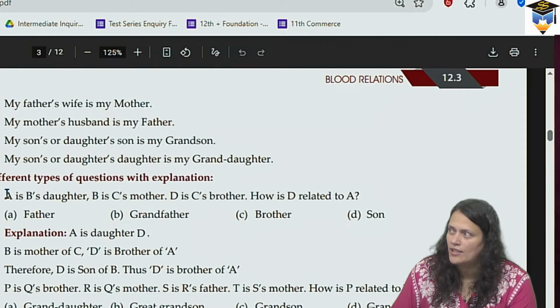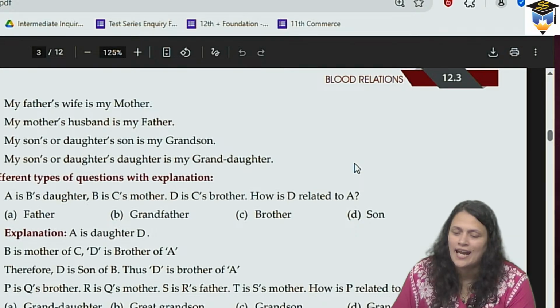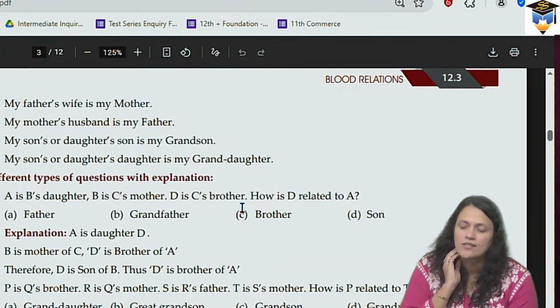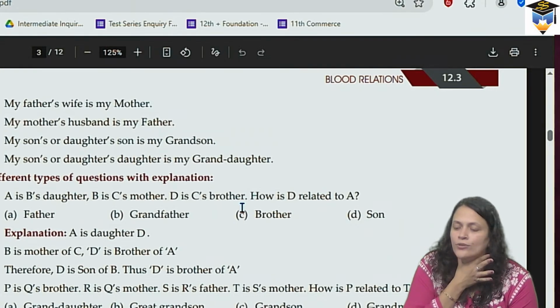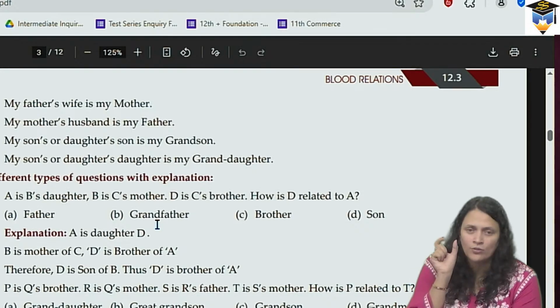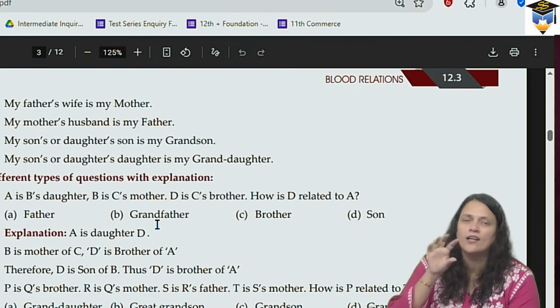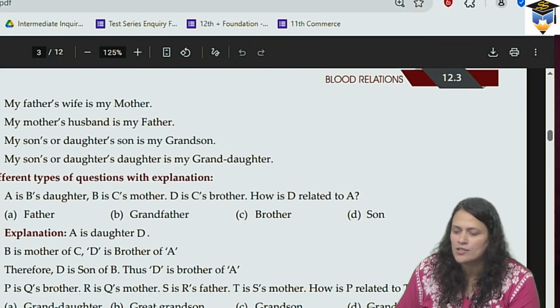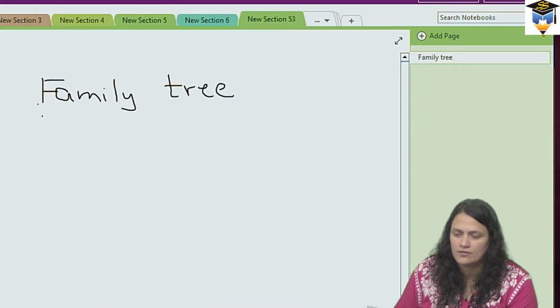A is B's daughter and B is C's mother. D is C's brother. So how is D related to A? That is the question. Now read the sentences carefully and convert them into simpler forms. A is B's daughter.